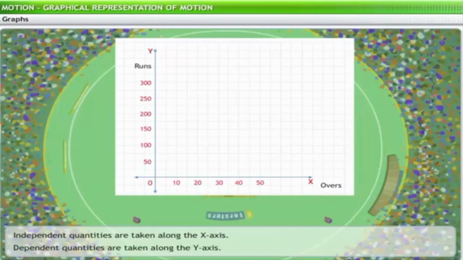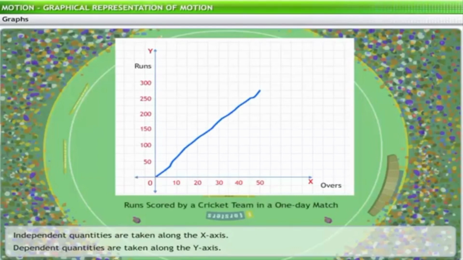Graphs typically contain both an independent and a dependent variable. For example, consider the graph shown. It plots the runs scored by a cricket team in a one-day match. If you observe the cricket match graph, the number of overs bowled in a match is independent of how many runs came off an over or how many wickets were taken. Since the number of overs is an independent quantity, it is taken on the x-axis.